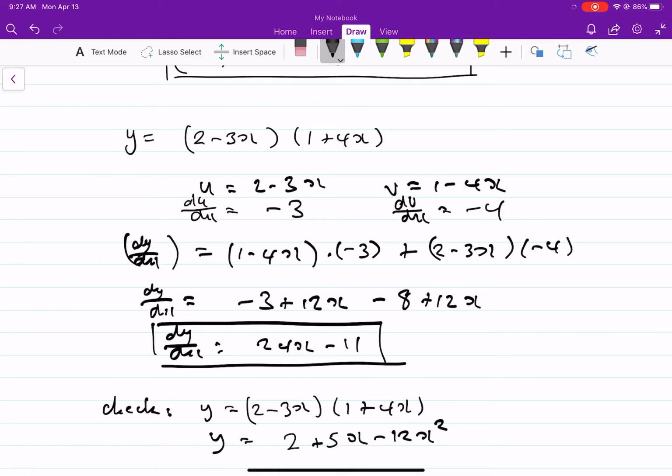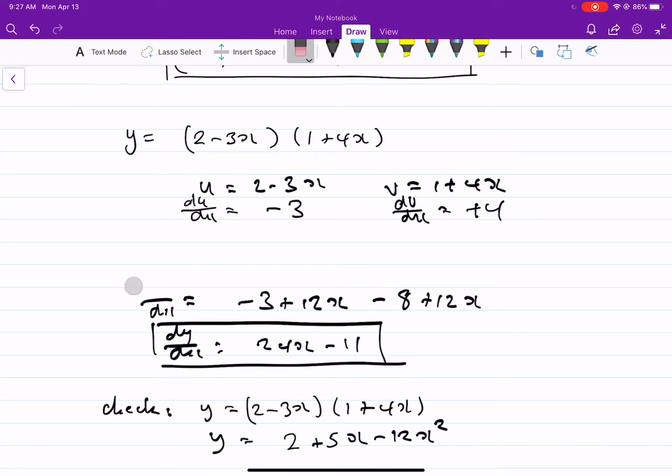2 minus 3x, I get minus 3 when I differentiate. 1 plus 4x, man, like I had a premonition. That was 1 plus 4x. So v was, let me go back and change this, please. This is 1 plus 4x, so this would have been a plus 4. And 2 minus 3x will give me minus 3. So 1 plus 4x. Oh, Lord. I definitely had a premonition, which is why I said double check my stuff.